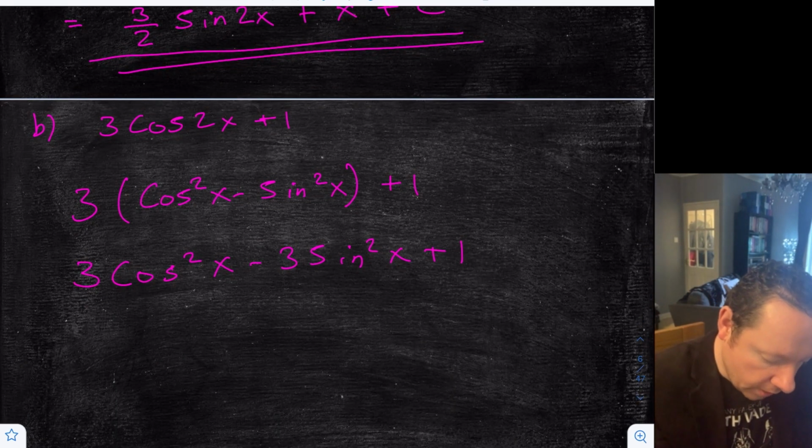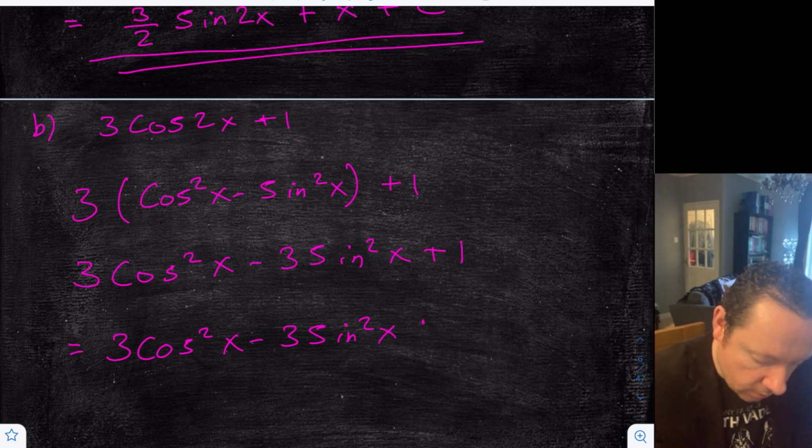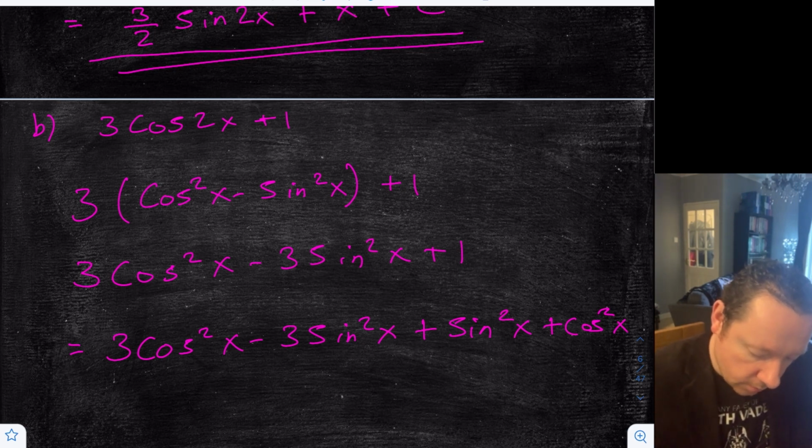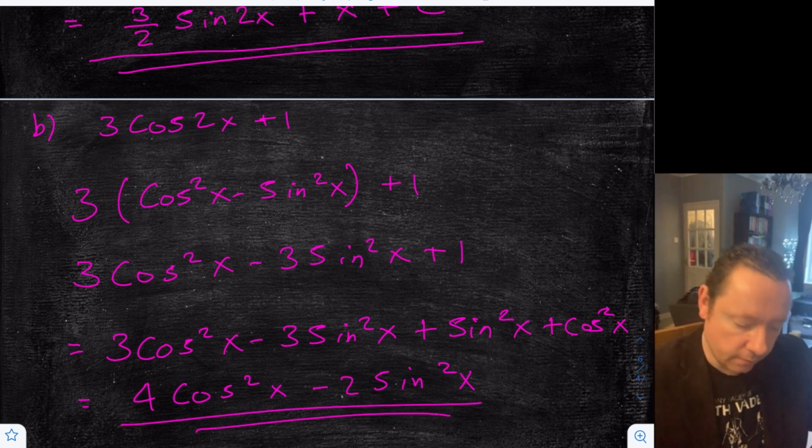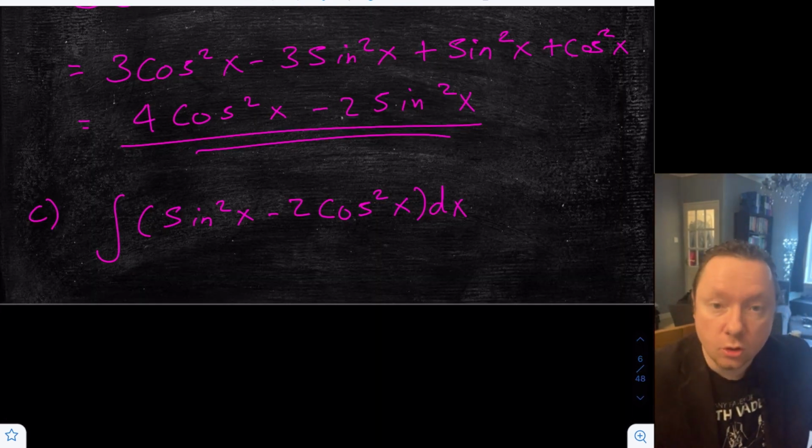So taking that 1 out, we get 3 cos squared x minus 3 sine squared x plus sine squared x plus cos squared x. 3 cos squared x plus cos squared x is 4 cos squared x, and minus 3 plus 1 is minus 2 sine squared x. And we should be done there. Okay, part C, integrate sine squared x minus 2 cos squared x dx.